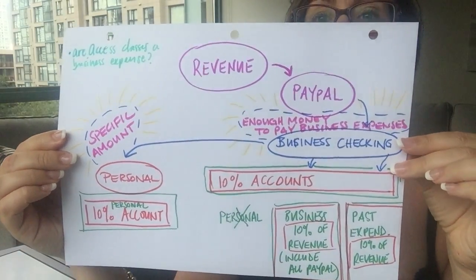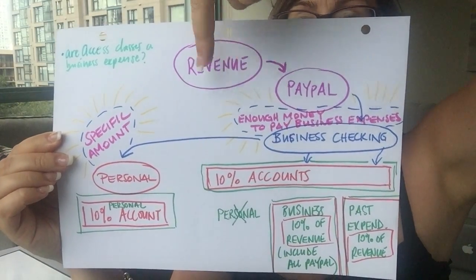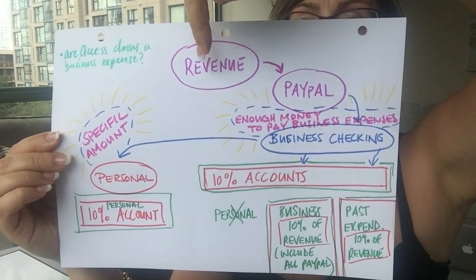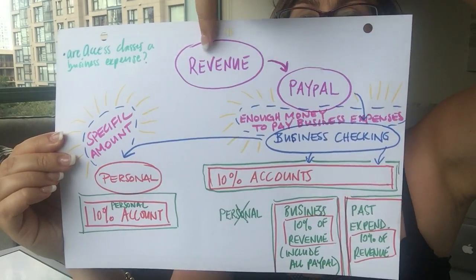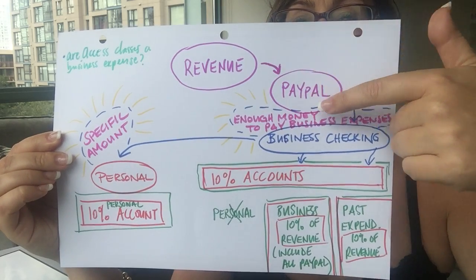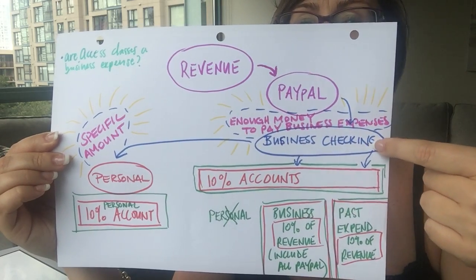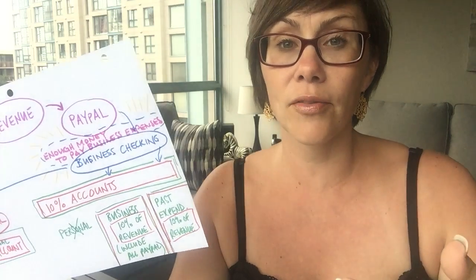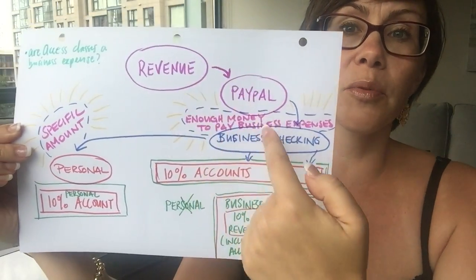You've got your revenue, wherever that's coming from, however I'm creating that. I'm sure this will be another video. That goes into PayPal. Then from PayPal, what I need to do is open a business checking account. I don't have one of these, and that will be another video. So it needs to go into a business checking account.